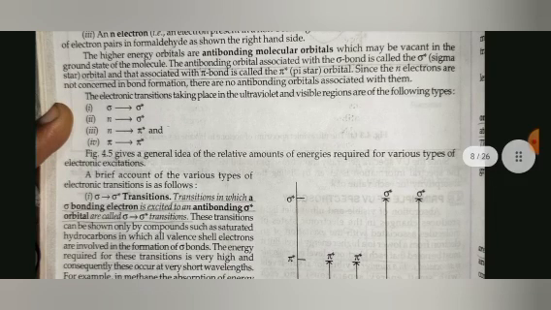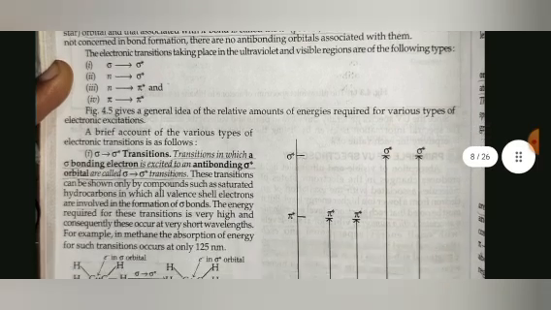The higher energy orbitals are antibonding molecular orbitals which may be vacant in the ground state of the molecule. The antibonding orbital associated with the sigma bond is called the sigma star orbital, and that associated with the pi bond is called the pi star orbital. Since the n electrons are not concerned in bond formation, there are no antibonding orbitals associated with them. The electronic transitions taking place in the ultraviolet and visible region are of the following types: sigma to sigma star, n to sigma star, n to pi star, and pi to pi star.